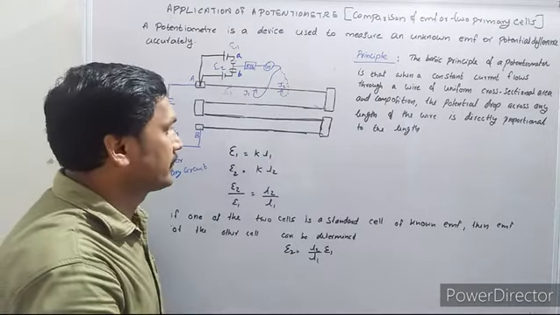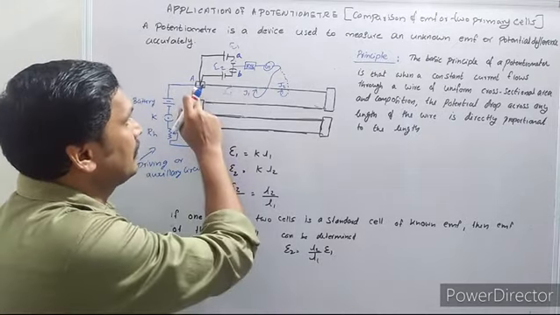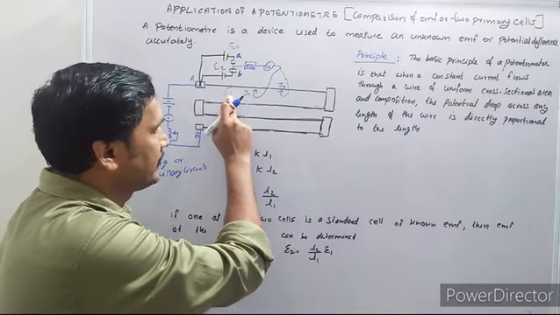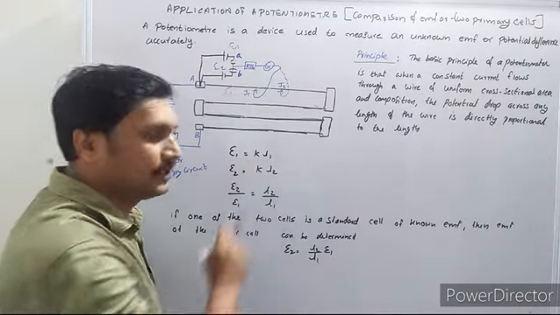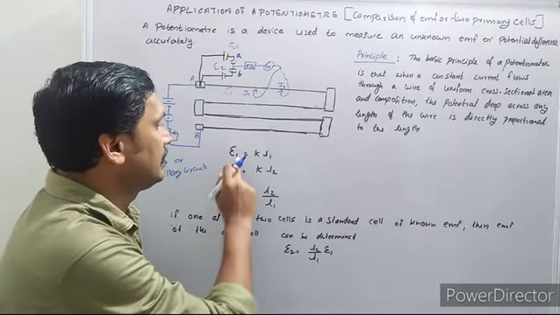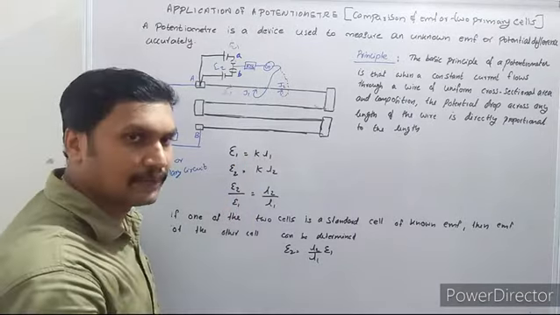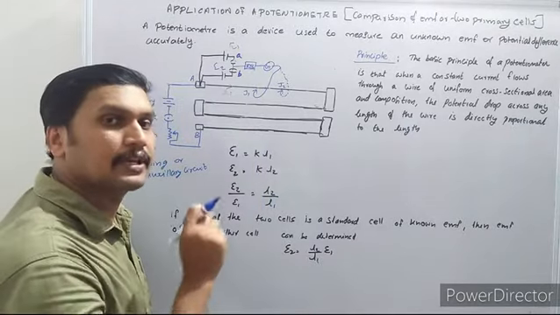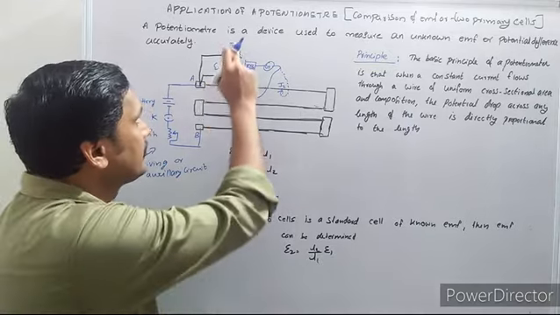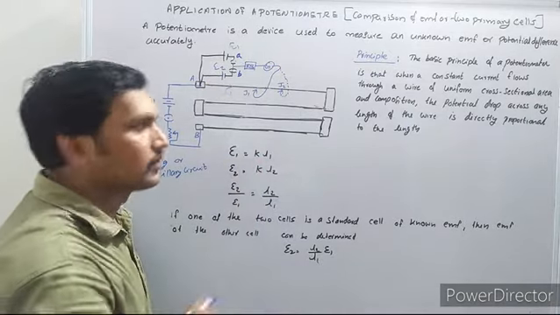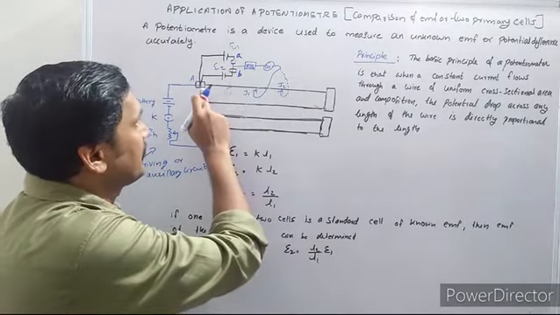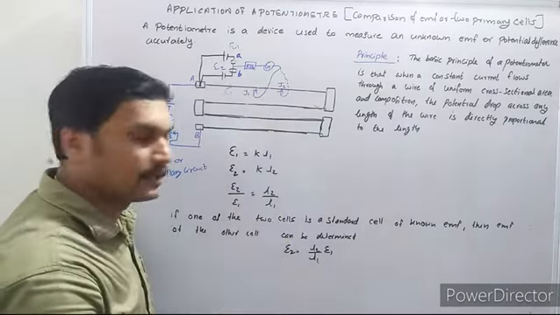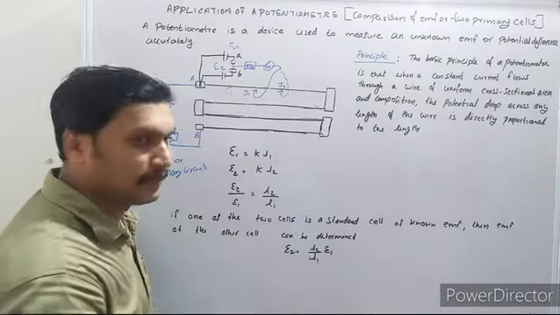By the principle of potentiometer, we know that the potential across this wire AJ1 having length L1 is equal to the potential gradient into length, K into L1. E1 is equal to K into L1. What is K? K is the potential gradient of this potentiometer, potential per unit length. So E1 is equal to K L1 because E1 and the potential across AJ1 are equal. That's why the galvanometer shows a zero deflection.